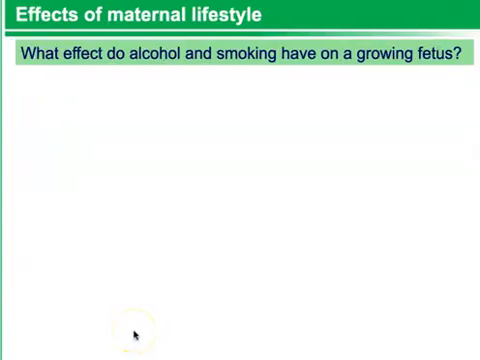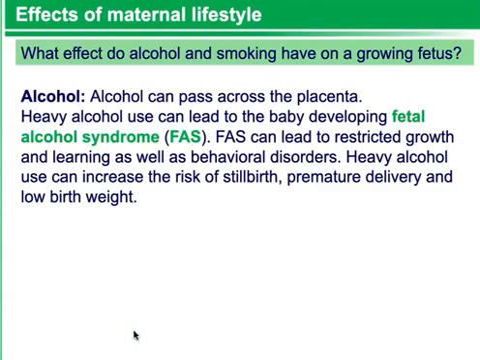Effects of the maternal lifestyle. What effects do alcohol and smoking have on a growing fetus? Alcohol can pass across the placenta. Heavy alcohol use can lead to the baby developing fetal alcohol syndrome. Fetal alcohol syndrome can lead to restricted growth and learning as well as behavioral disorders. Heavy alcohol use can increase the risk of stillbirth, premature delivery, and low birth weight.